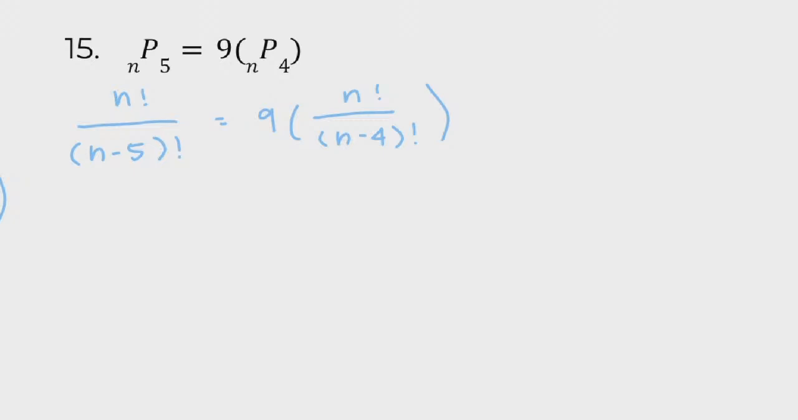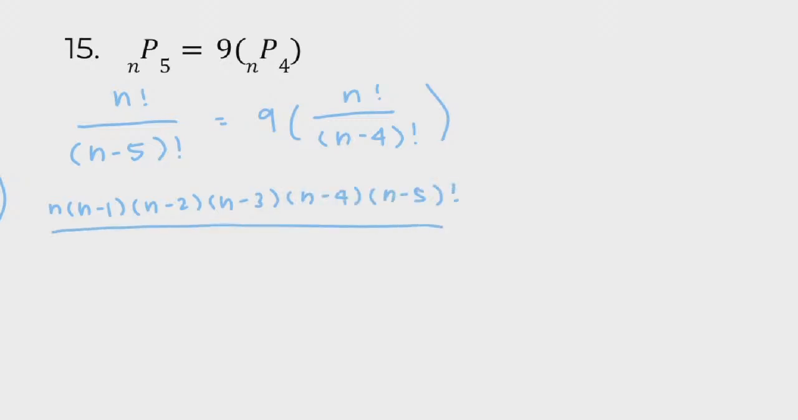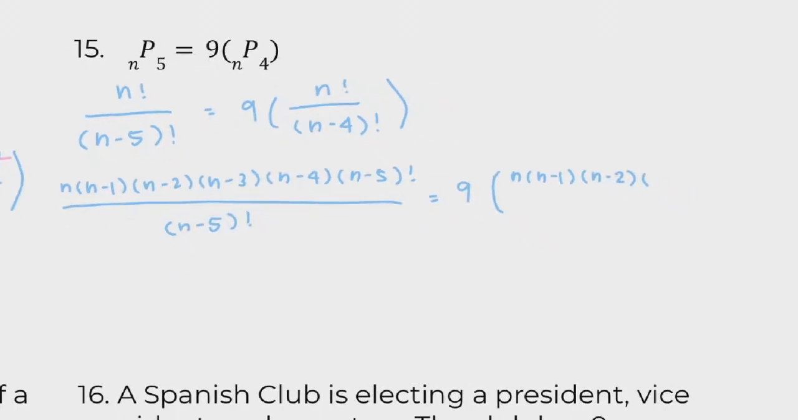So now we want to write out the numerator n factorial. So that'll be n times n minus 1 times n minus 2 times n minus 3 times n minus 4. And I'm going to stop at n minus 5 factorial because that's where it'll cancel out with the denominator. And for n factorial over n minus 4 factorial, when I write out the numerator, I want to stop at n minus 4 factorial because that's where it'll cancel out with the denominator.